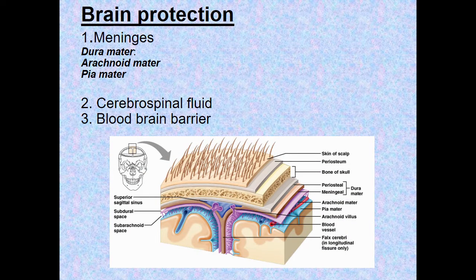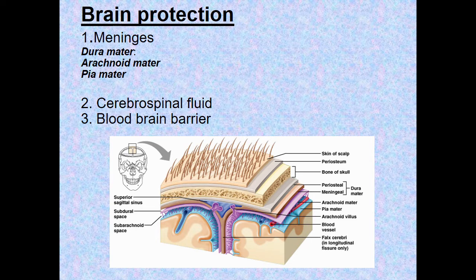Now let us see how the brain is protected. As we know, the brain is a very fragile, very delicate organ. The brain is located inside the cranium, or the skull cavity, inside the bones of the cranium. But in between the bones and the brain, there are three layers called meninges. The three meninges are dura mater, arachnoid, and pia mater.